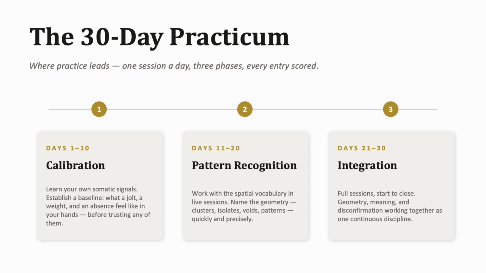Days 1 to 10, calibration. You learn your own somatic signals. What does a jolt, a weight, an absence actually feel like in your hands before you trust any of them? Days 11 to 20, pattern recognition. You work with the spatial vocabulary in live sessions, naming the geometry quickly and precisely, and days 21 to 30, integration. Full sessions, start to close, with geometry, meaning, and disconfirmation working together as one continuous discipline.